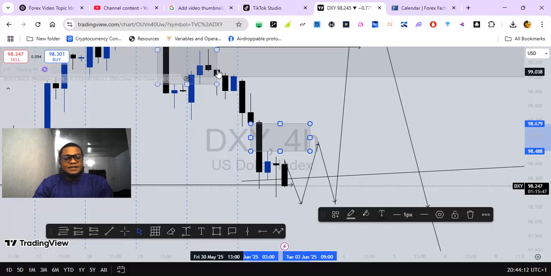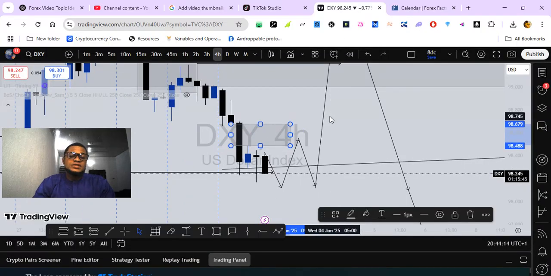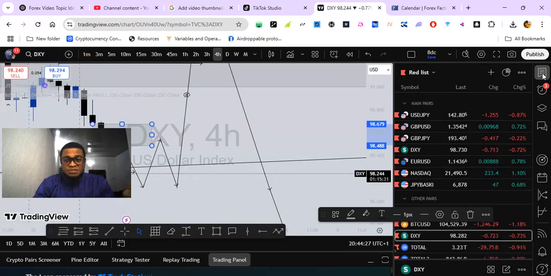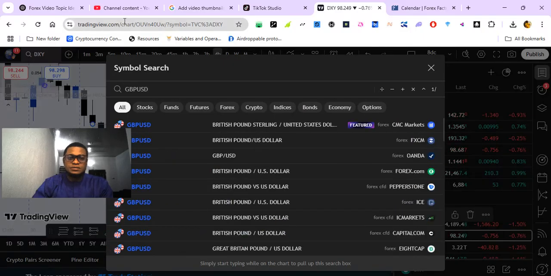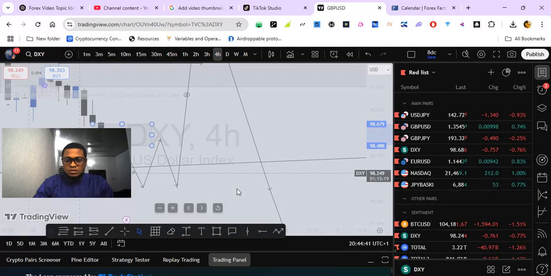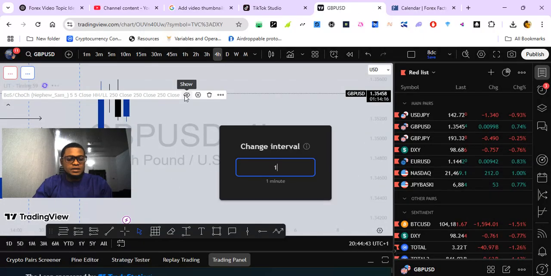So now after that, most times what I do is I wait for DXY to give me a view of where I will pick my trade, because it's until DXY gets to hit its POI before I will pick my trade on XAU USD. So let's go to GBP USD. Let's quickly go to GBP USD. I mostly trade GBP USD and see what we have there. 1 month.